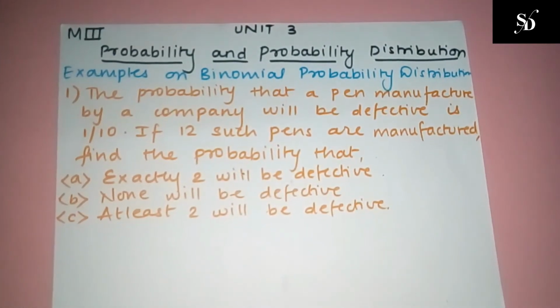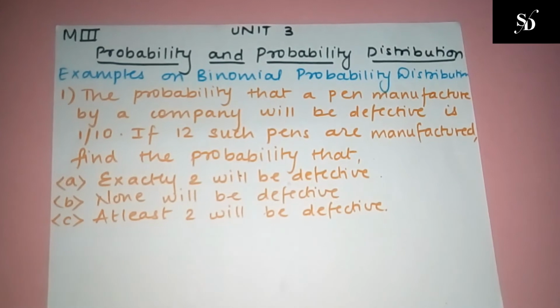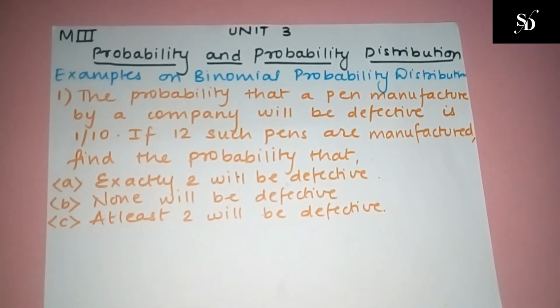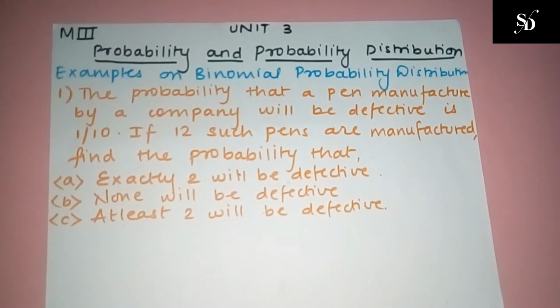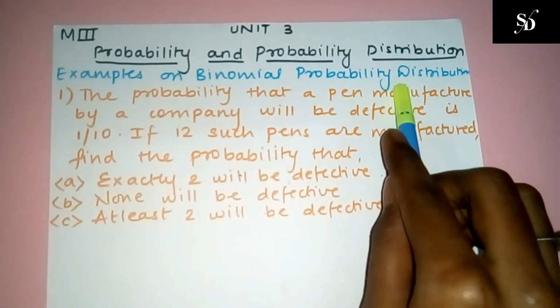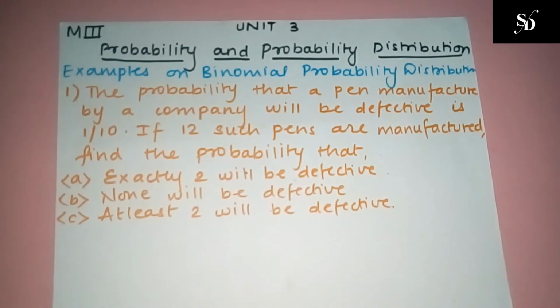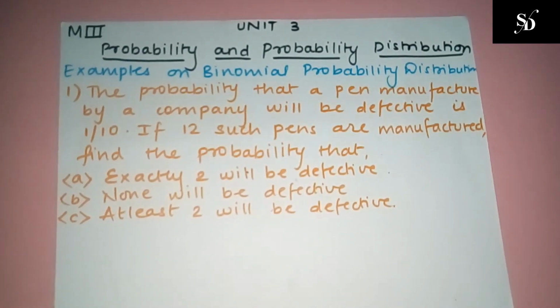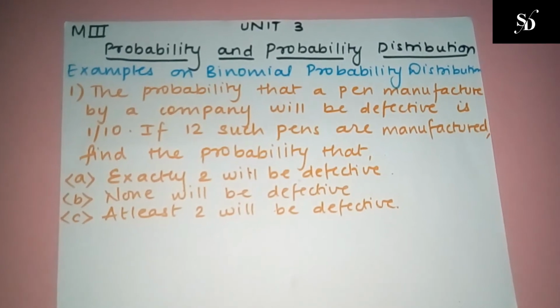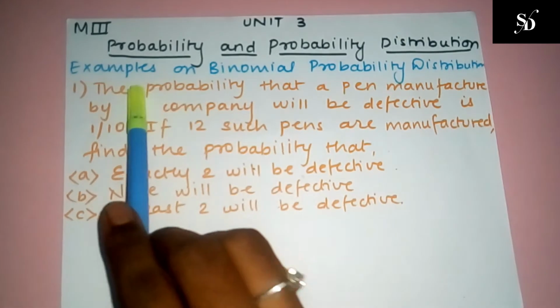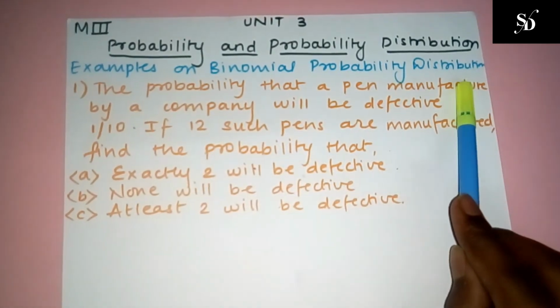In this video I'm taking unit 3, that is continuation of probability and probability distribution. In the previous video I've taken a basic introduction on binomial probability distribution. I've left the link in the description below. You can go back to my previous video and check that out. If you see that video, you'll understand how to use all the formulas in this sum. So in this particular video I'm taking examples on binomial probability distribution.